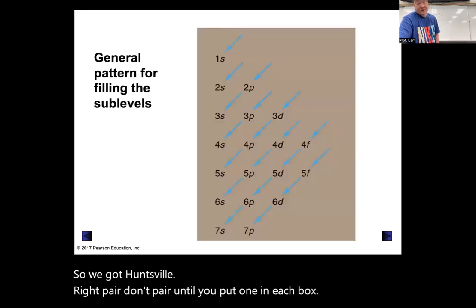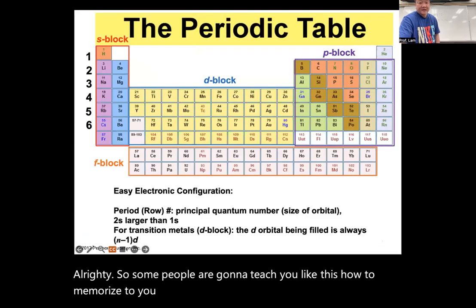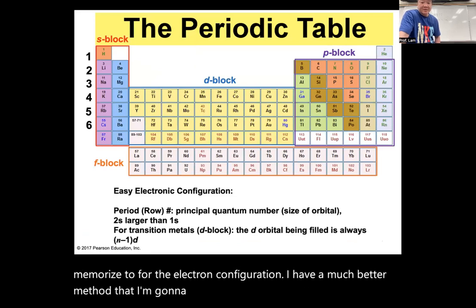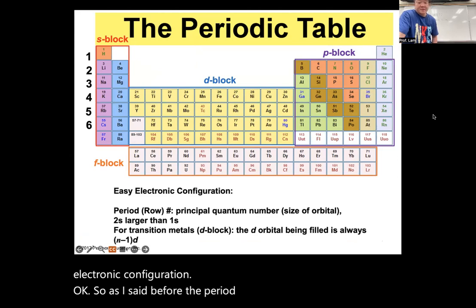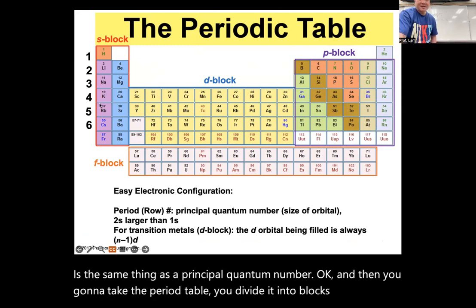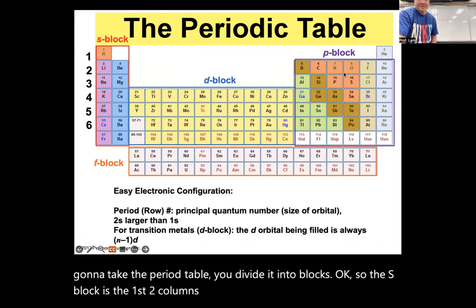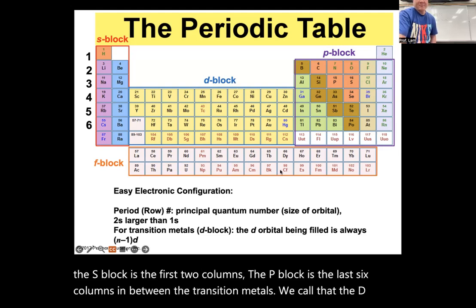Alrighty. Some people are going to teach you how to memorize the order for the electron configuration. I have a much better method that I'm going to show you guys now. It is called the easy electron configuration. As I said before, the period number is the same thing as the principal quantum number. And then you're going to take the periodic table and divide it into blocks. The S block is the first 2 columns. The P block is the last 6 columns. In between, the transition metals, we call that the D block. And then the F block is down here.